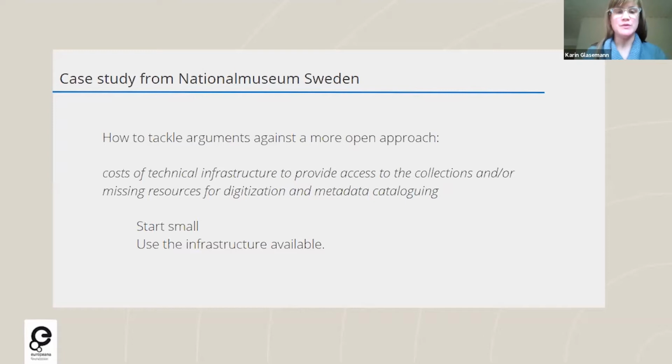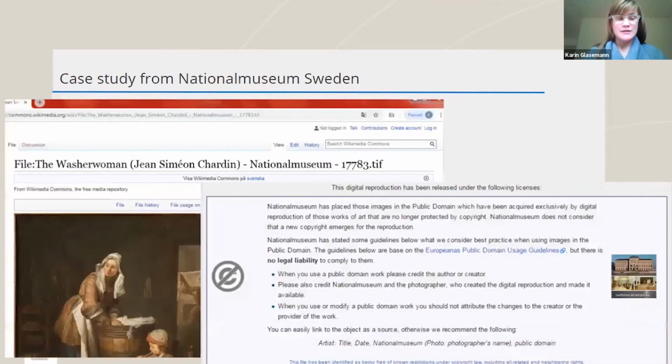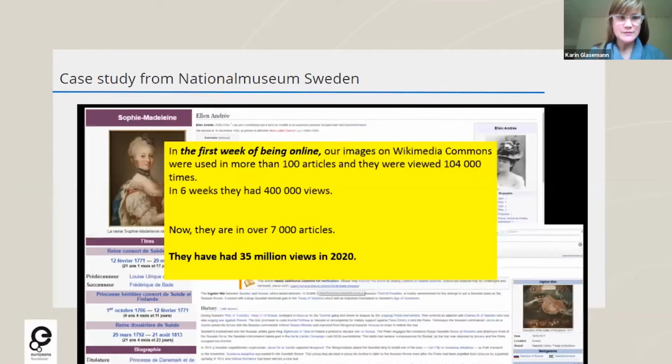So what do you do when people talk about the missing resources for digitization and metadata cataloging? As I said, we collaborated with existing infrastructures, such as the Wikimedia Foundation. So as I said, we uploaded about 3,000 images to Wikimedia Commons, and we provided a license statement that looked like this, which follows the Europeana public domain guidelines.